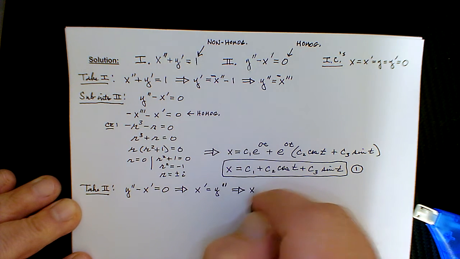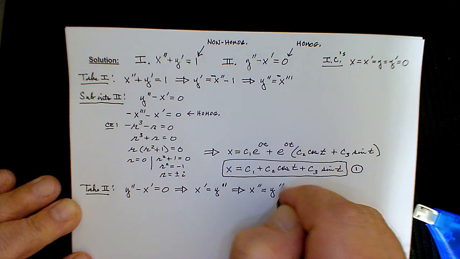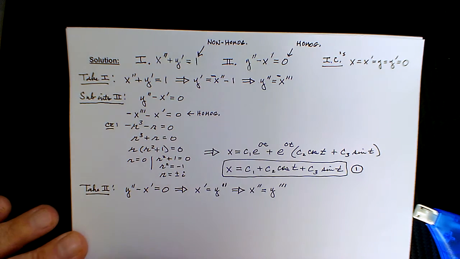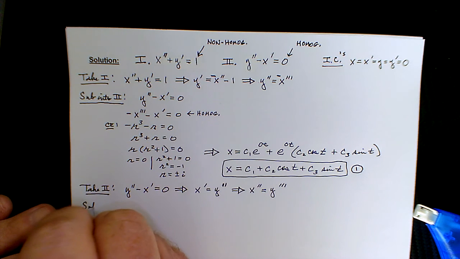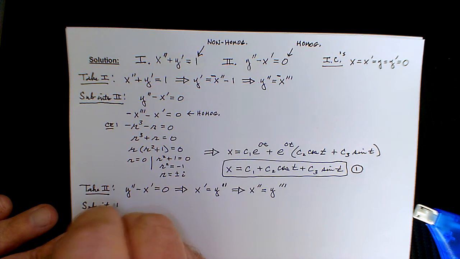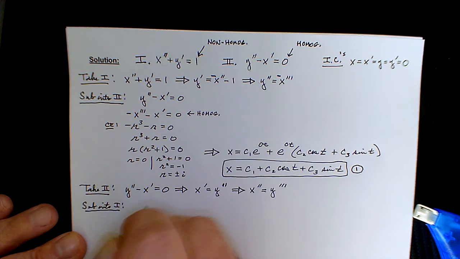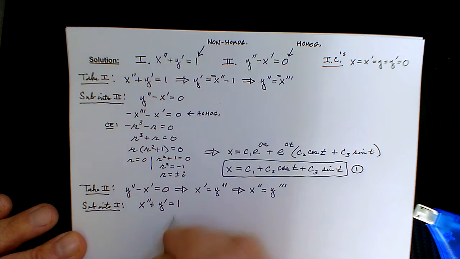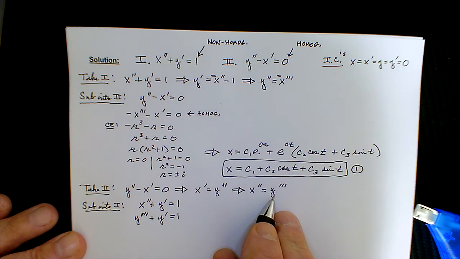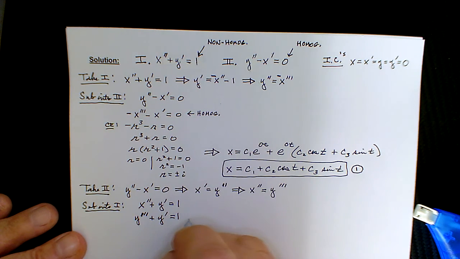So then x double prime is y triple prime, and substituting into equation 1, or rewrite the equation again, it was x double prime plus y prime is 1. So x double prime was y triple prime plus y prime is 1. So y triple prime was from right there. Okay, notice that this is non-homogeneous.